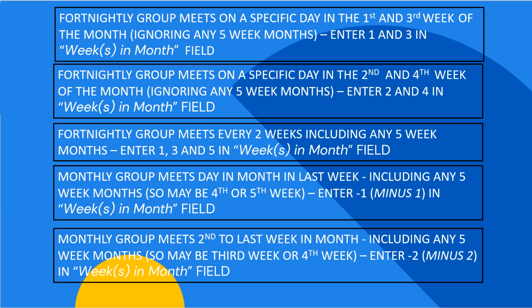In scenario 3, if a fortnightly group meets every 2 weeks including any 5-week months, then enter 1, 3 and 5 in the week in month fields. In scenario 4, if a monthly group meets on a day in a month's last week, including any 5-week months, so maybe the 4th or 5th week, enter -1 in the week in month field. In scenario 5, if a monthly group meets in the second to last week in a month, including any 5-week months, so maybe the 3rd week or 4th week, then enter -2 in the week in month field.